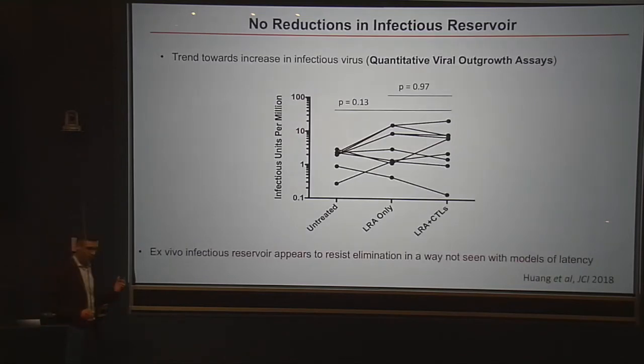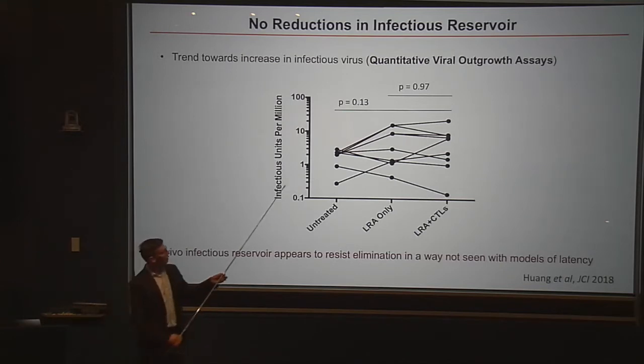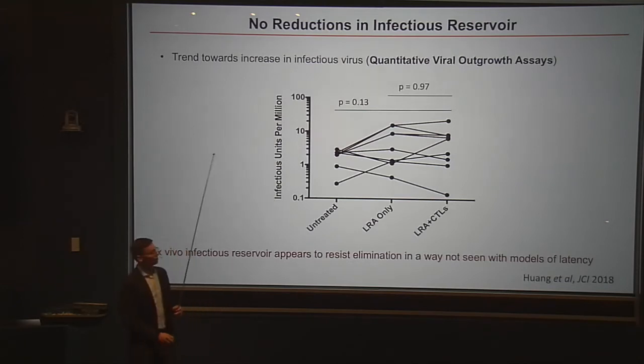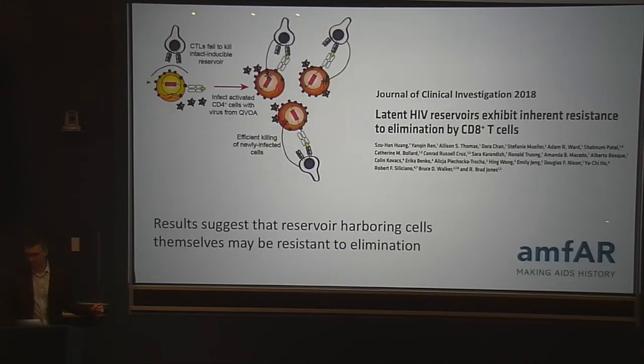So when we try to bridge this latency model, where we're able to eliminate the reservoir, and the clinical trial, where we can't, by trying to eliminate it in patient samples, what we find is that when we treat with a latency reversing agent to wake up the virus, we see maybe a trend towards increasing the reservoir, and when we do this kick and kill combination, we don't see any decrease in the reservoir. So this was a surprise to us. We actually thought we were just crossing T's and dotting I's. We thought this would work. And it's led us down a really different path of exploration, which is what we're going to talk about for the rest of the talk.